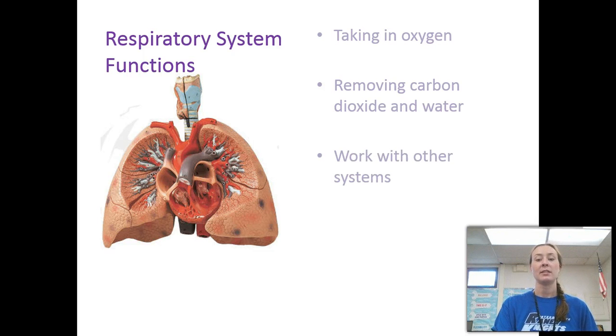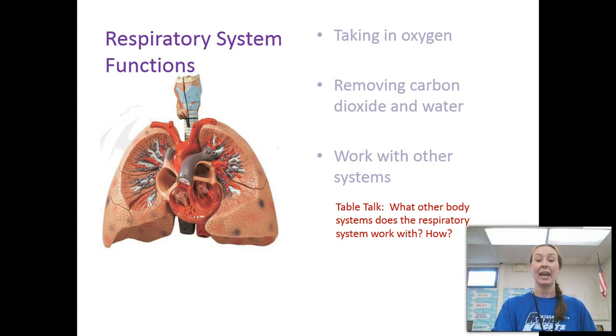The respiratory system also works with other systems. It works with the digestive system. Your digestive system absorbs glucose from the food that you eat, and remember, we need glucose for respiration. The circulatory system carries the oxygen and the glucose to your cells, where cellular respiration occurs.